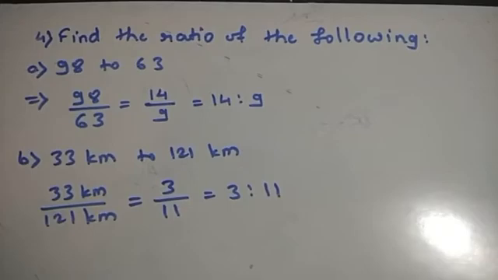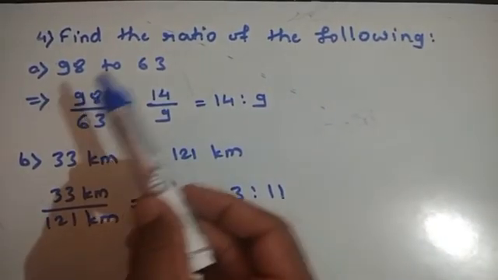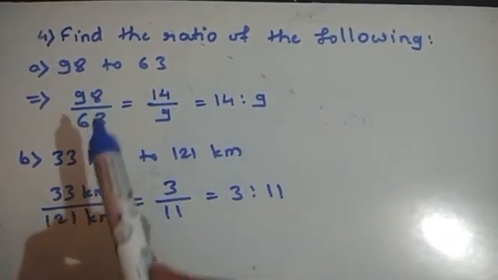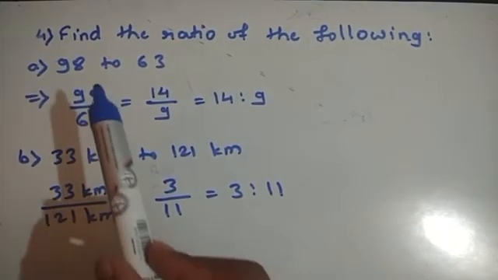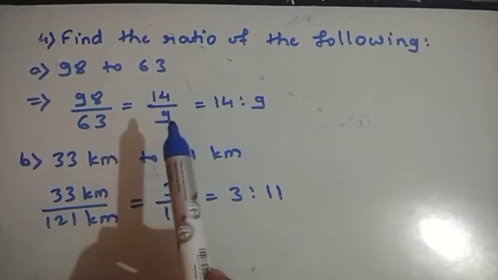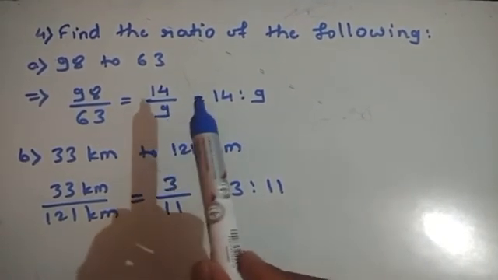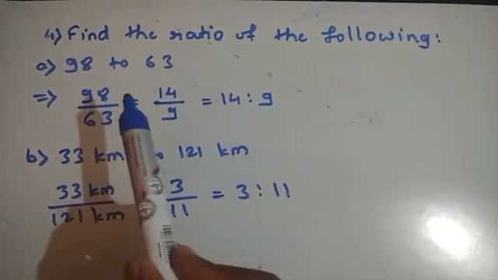One more question see here. Find the ratio of the following. Here the first example is 98 to 63. Therefore the ratio of 98 to 63 is 98 upon 63. Here both numbers are divisible by 7. So 98 divided by 7 is 14 and 63 divided by 7 is 9. Now 14 and 9 do not have a common factor except 1. Therefore 14:9 will be the ratio of 98 to 63.